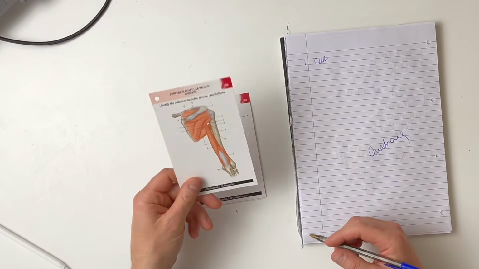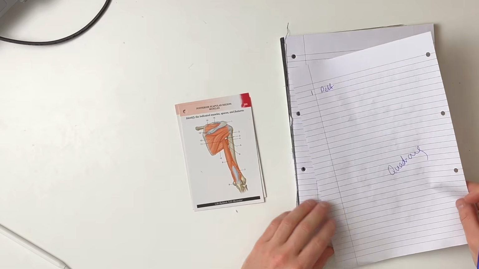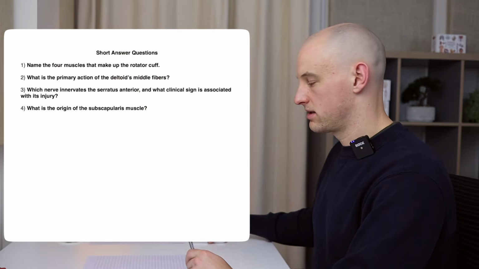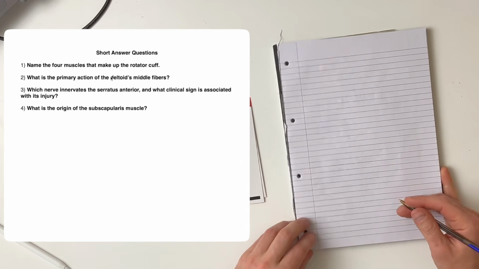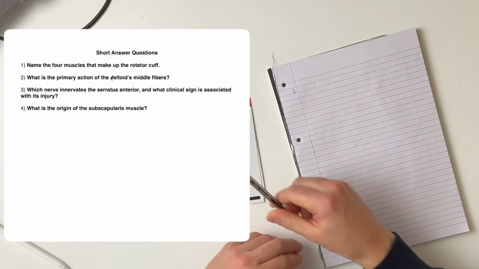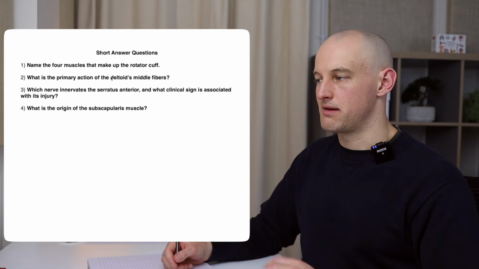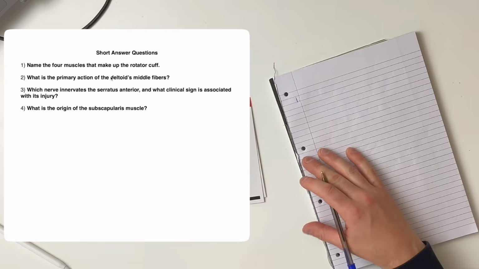So again, I'm trying to go back to those things that I forgot, I didn't remember, and test myself on them again. The more times you recall it, the more you'll remember it. So you can keep going through these flashcards until you're getting most of them correct. And then you go through some short answer questions. So on the computer here, I have some short answer questions. So first question, name the 4 muscles that make up the rotator cuff.